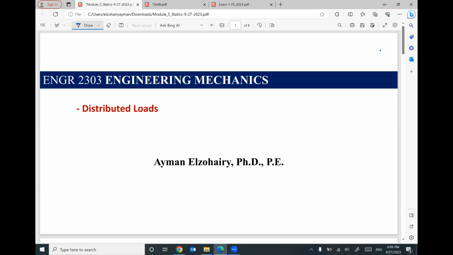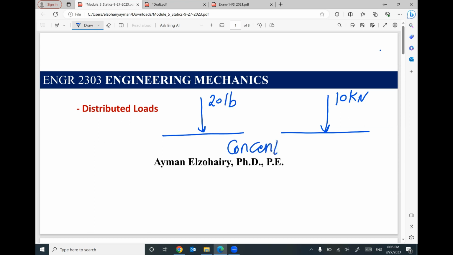Previously, in module number 1, module number 2, number 3, number 4, or even the beginning of module number 5, we learned that we have a force with a value, for example, 10 kilonewton, or a force with a value 20 pound. This force is called concentrated force. Only one arrow located at one specific point. And this is called concentrated force.